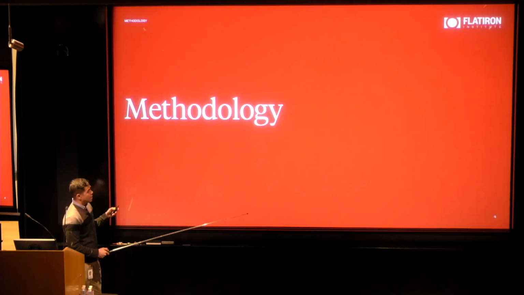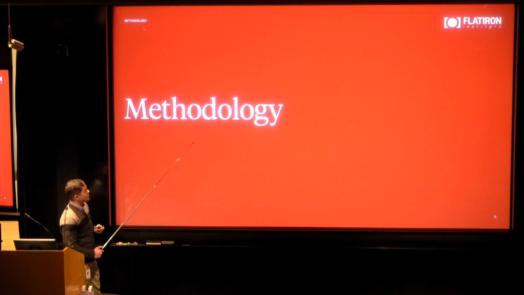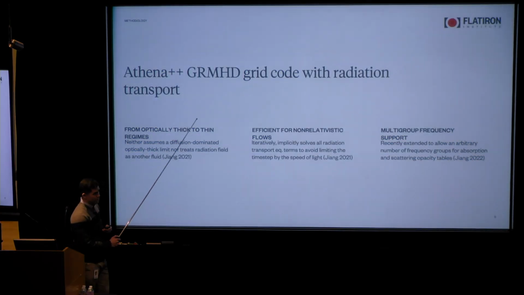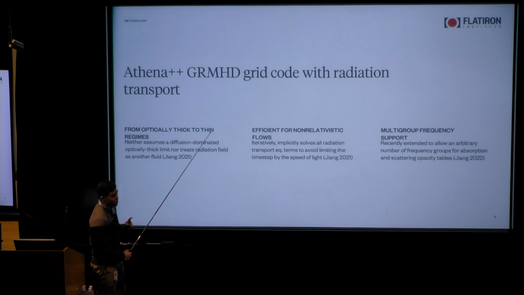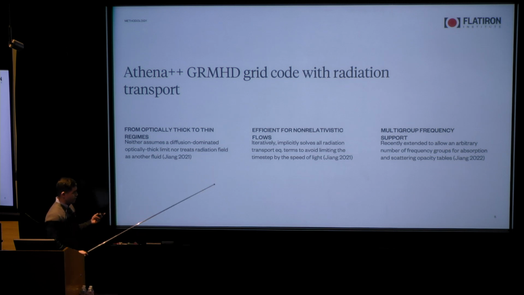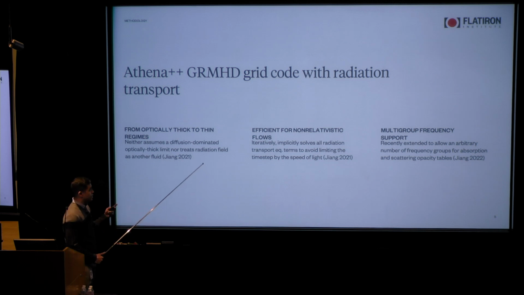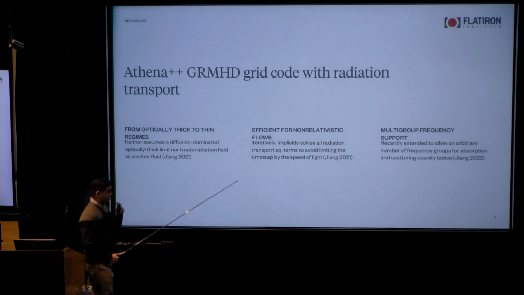Now, in attempting to model this numerically, I'm using the Athena++ hydrodynamic grid code, which now includes a radiation transport module. Some features that make it useful for this particular investigation is that in solving the radiation transport equations, it doesn't make any extreme approximations. For example, it doesn't assume a diffusion-dominated optically thick limit, nor does it treat the radiation field as another fluid. And it's been shown to be accurate from both optically thick to optically thin regimes, which is quite appropriate for the dynamic range and optical depth in protoplanetary disk environments.